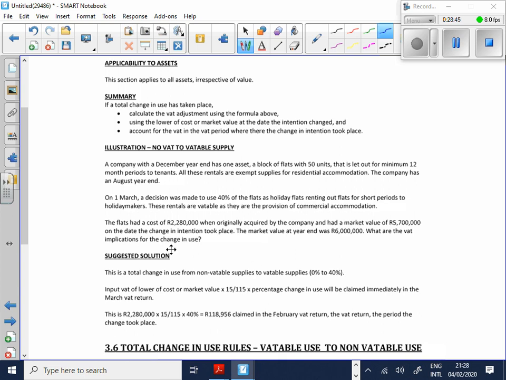Total change in use. It says the flat cost 2280 when originally acquired by the company, at a market value of 5.7 on the date that the change in intention took place. So, suggested solution, total change 0 to 40. Input VAT, it's lower of cost or market value, so the lower of the two, which is 2280, times 15 over 115, times 40%. Now guys, even if you bought that asset under a 14% VAT regime, you still do it at times 15 over 115. Doesn't matter what the original VAT rate was. Is that okay? Yep.